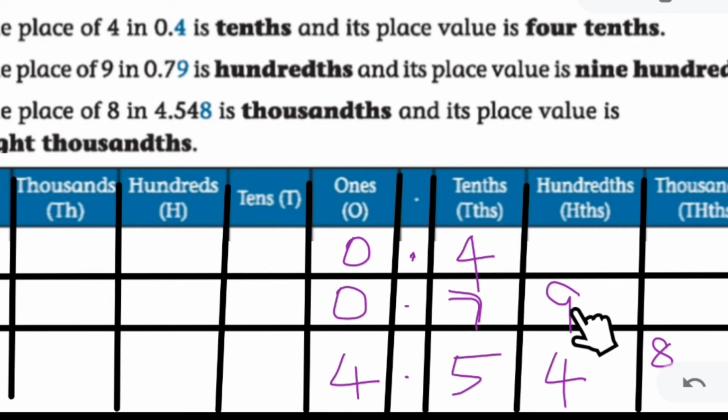Next. In 0.79, what is the place of 9? Hundredths. And what is the place value? 9 hundredths. Next, third number, 4.548. What is the place of 8? Thousandths. And what is the place value? 8 thousandths.